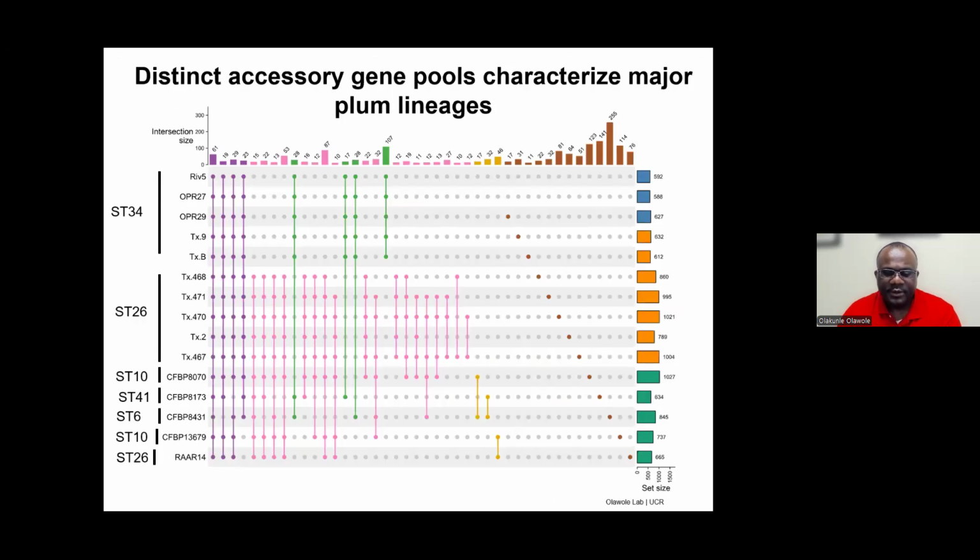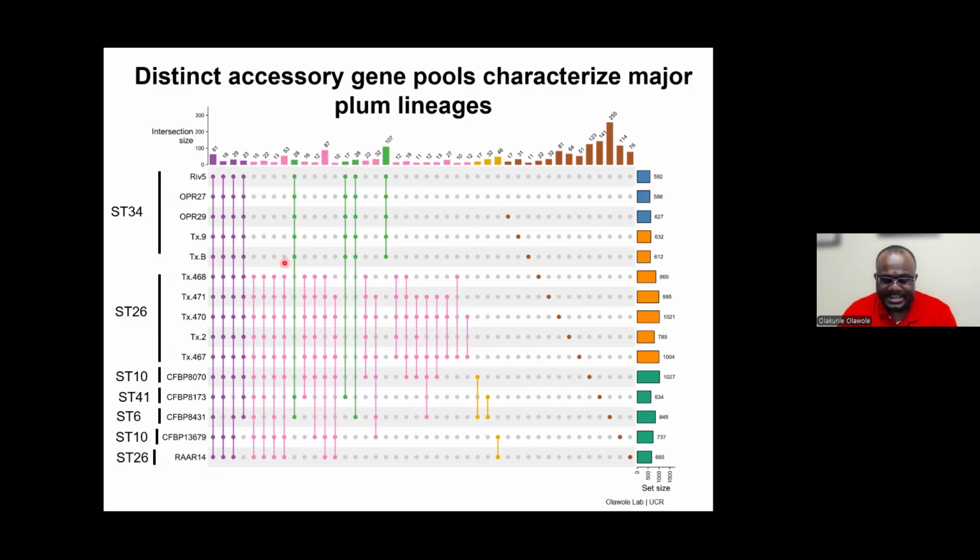The ancestry genome further supports the existence of multiple plum-associated lineages with distinct gene content. Just to buttress the previous slide, talking about the ancestry phylogeny, the ST34 isolates also shared a highly conserved ancestry gene pool. You can see that, and this was regardless of whether they originated from Texas or California.